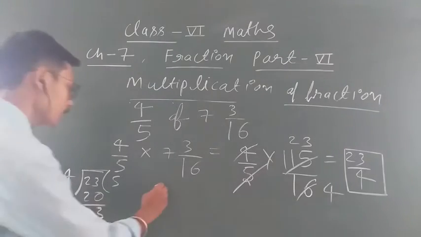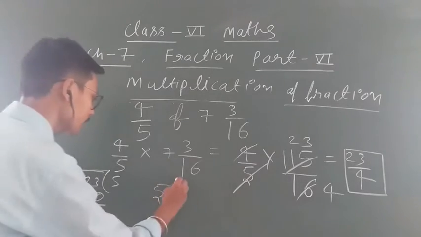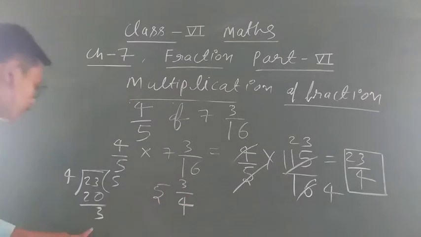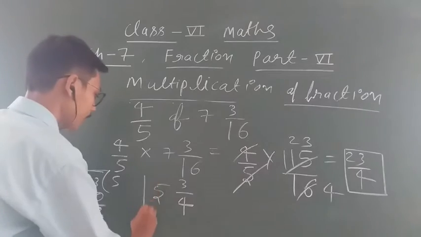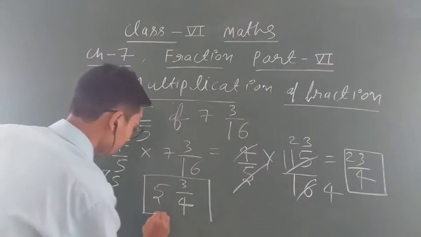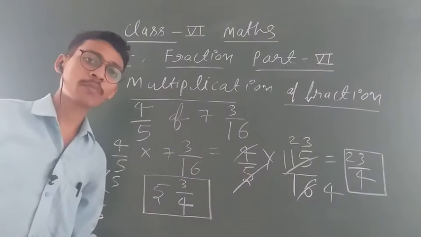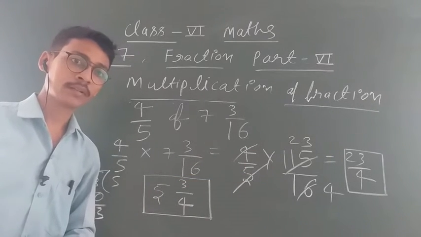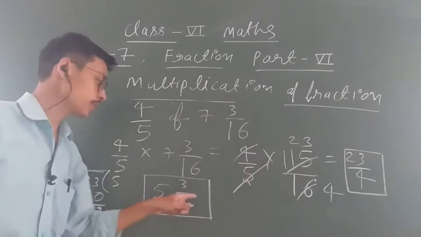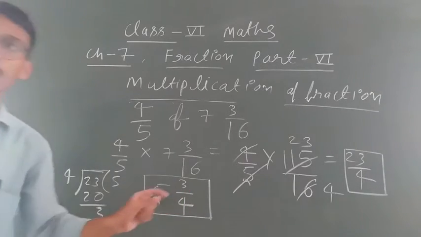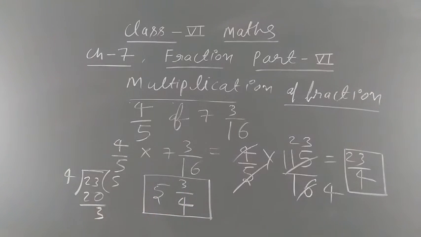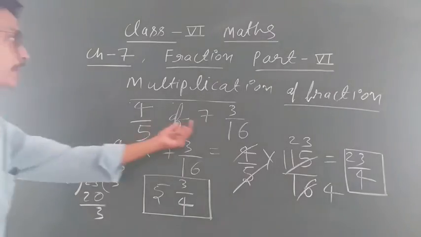First you write on this one 5, next 3 upon this one 4. So 5 4 3 upon 4. I explained this type of question many times: how to convert an improper fraction into a mixed fraction. Okay student, so this is 5 4 3 by 4. So student, by this way you will do the multiplication. I think this whole concept is clear.